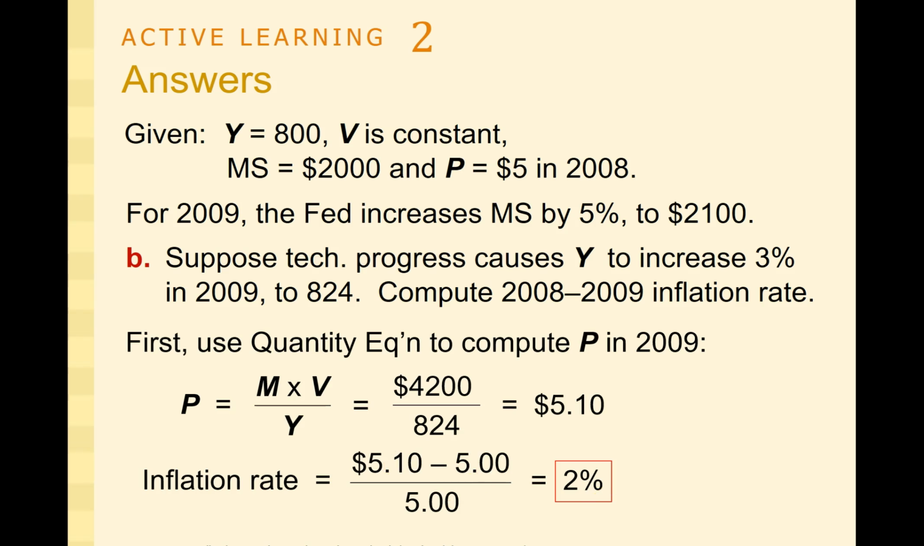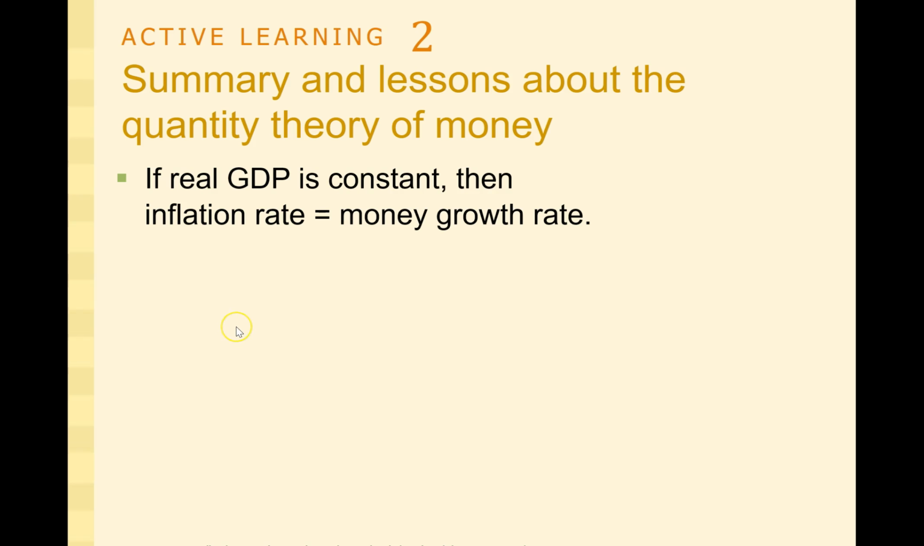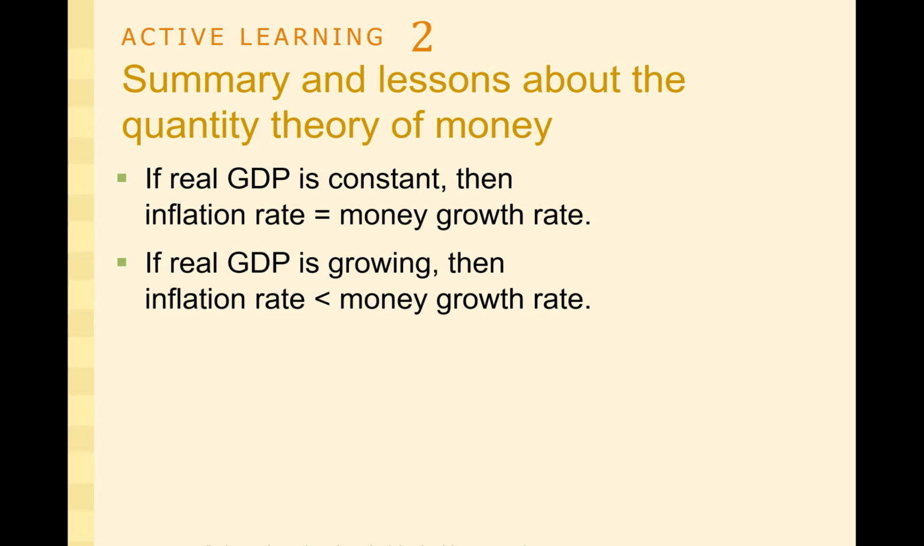Another opportunity to practice here is to understand that if real GDP is constant, then the inflation rate is going to be equal to the money growth rate, right? And that should make sense. If real GDP isn't changing, whatever rate of inflation there is going to be exactly the same as the rate of money growth, like we saw in the previous example. If real GDP is growing, then the inflation rate is going to be less than the money growth rate. Again, we saw that in the last problem. Money grew at one rate, and the inflation rate was less than that, right?